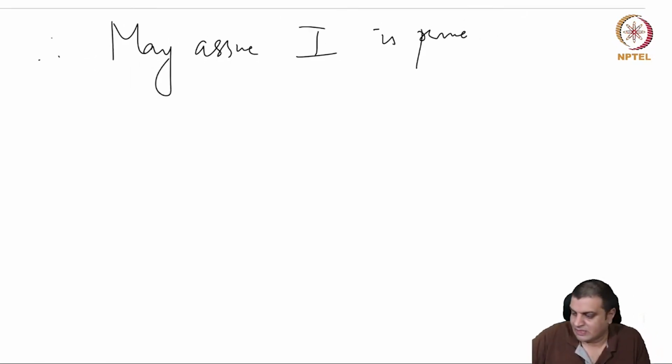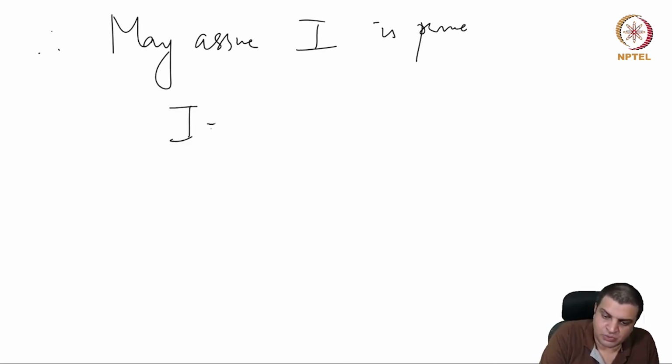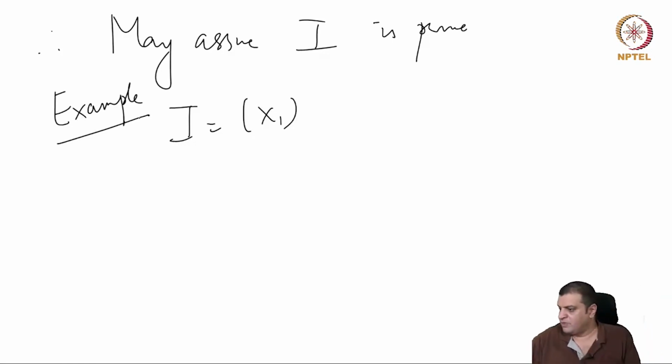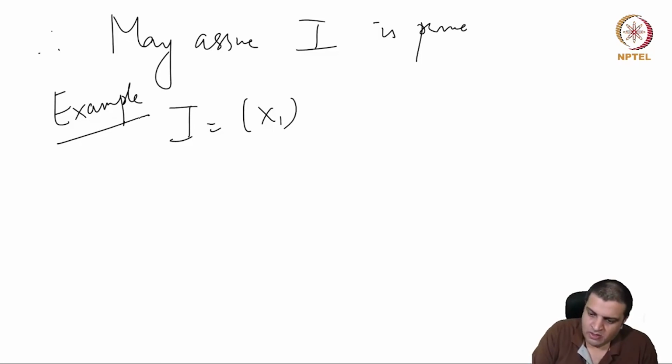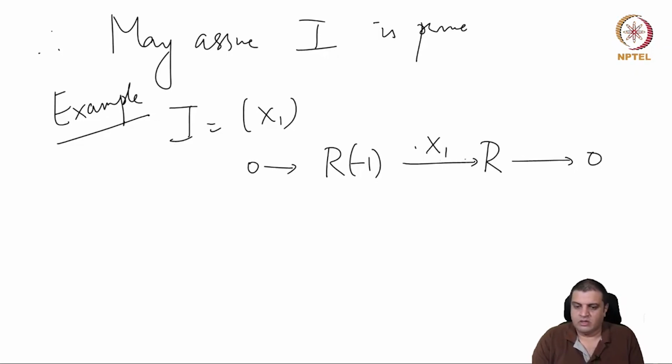Let's take a couple of examples, and this will be resolved using what is called the Koszul complex. Let's say I is x1. For now it is just an example; we will do this properly in the next lecture. Here is what we could do. We could take R, then R, with the map multiplication by x1. It will be injective, since R is a domain, and then 0. This is the resolution for one variable.